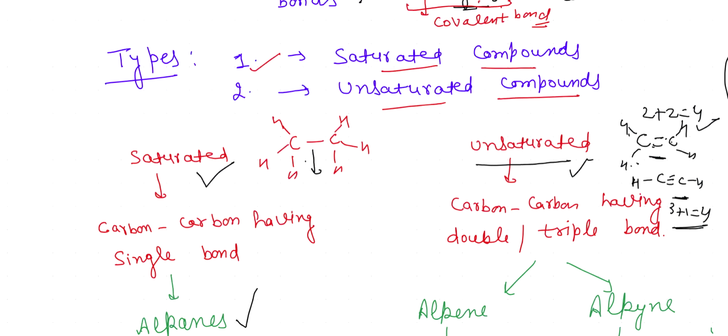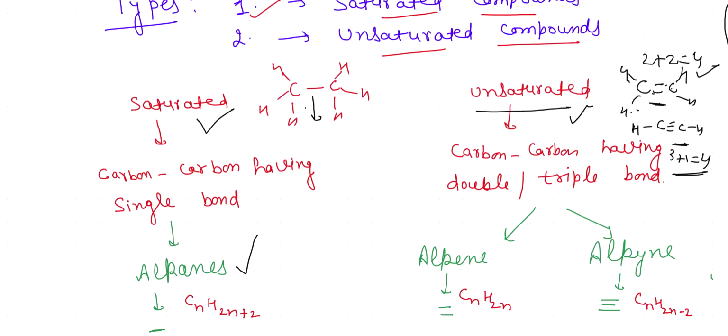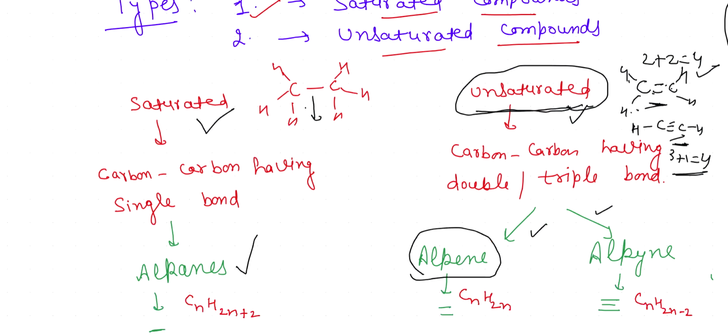So this is the combined term used for carbon containing compounds with both double bonds and triple bonds, that is unsaturated compounds. These are further categorized into 2 parts, double bond and triple bond. For double bond, the specific term that is used is alkene, and for the triple bond, the specific term is alkyne.